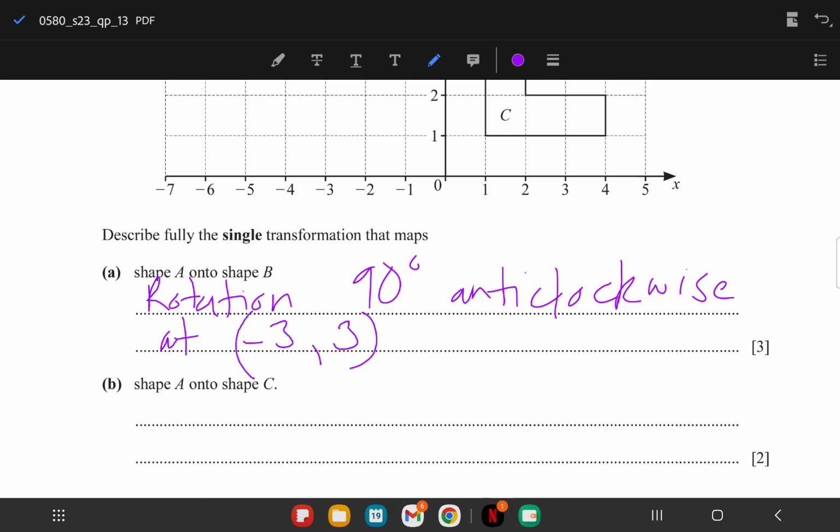So you can see there's 3 marks. You get 1 mark for mentioning that it's a rotation, another mark for mentioning that it's 90 degrees anti-clockwise, and the last mark for mentioning the center of rotation, which is -3, 3.